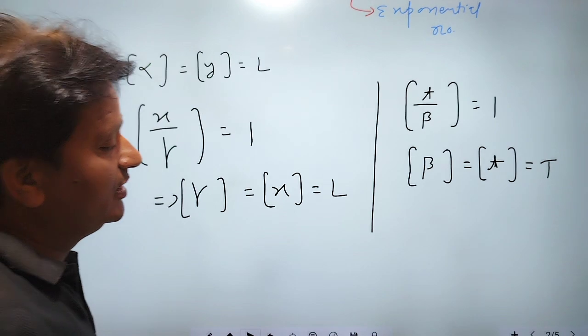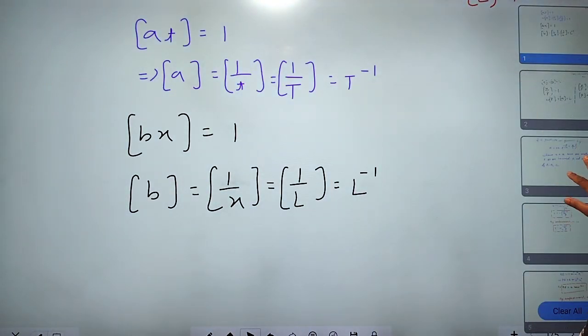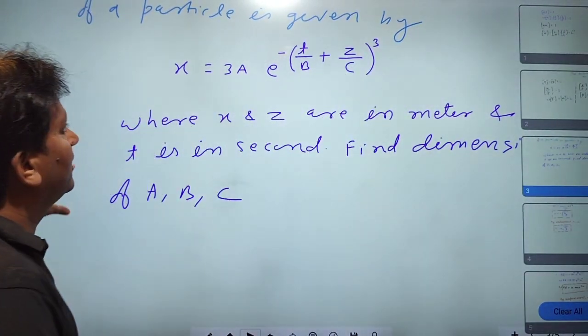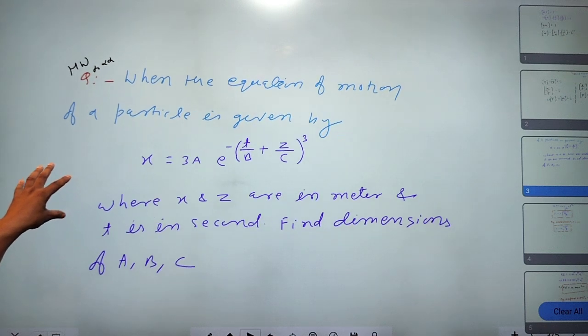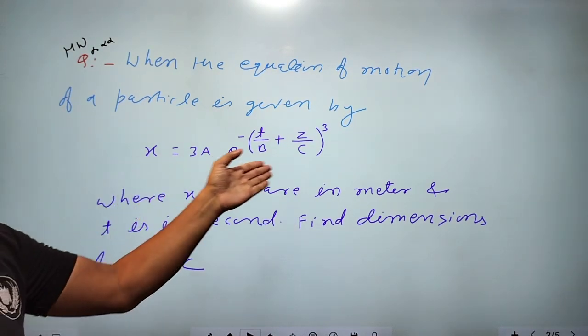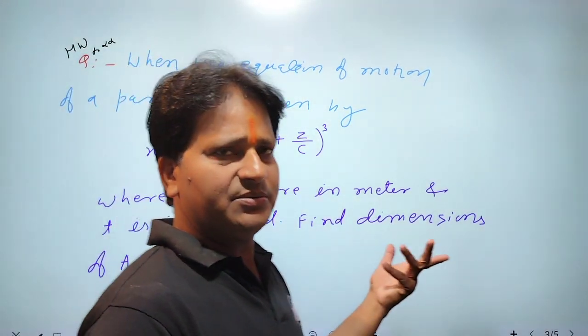Now I am going to solve the next question like this. When the equation of motion of a particle is given by like this, where x and z are in meter, t is in second, find dimensions of a, b, c. This is a similar question as previous. Okay.